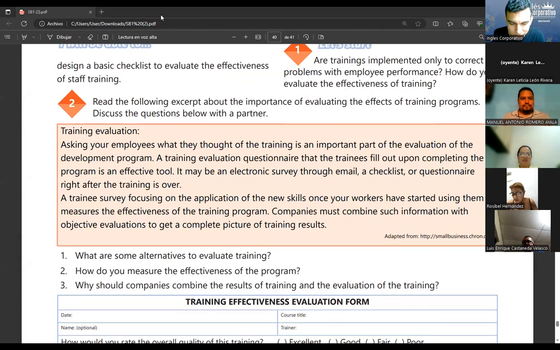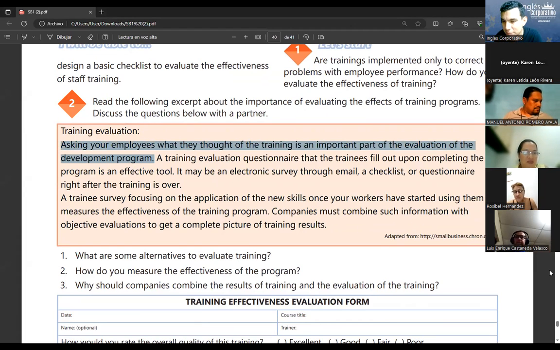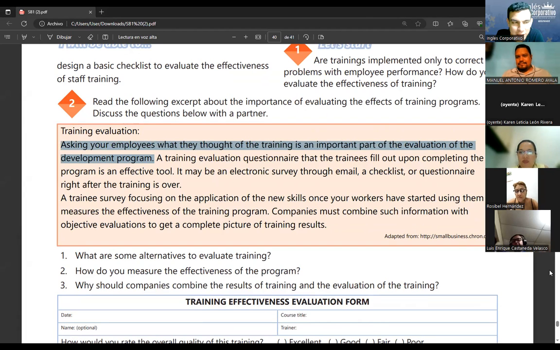All right, here we have the article. It says training evaluation. All right, let's read it. Vamos a pedirle a Mr. Manuel Antonio, can you please help us to read those two lines, please? Okay. Asking your employees what they think of the training is an important part of the evaluation of the development program. Development. Development program. Development. Desarrollo.